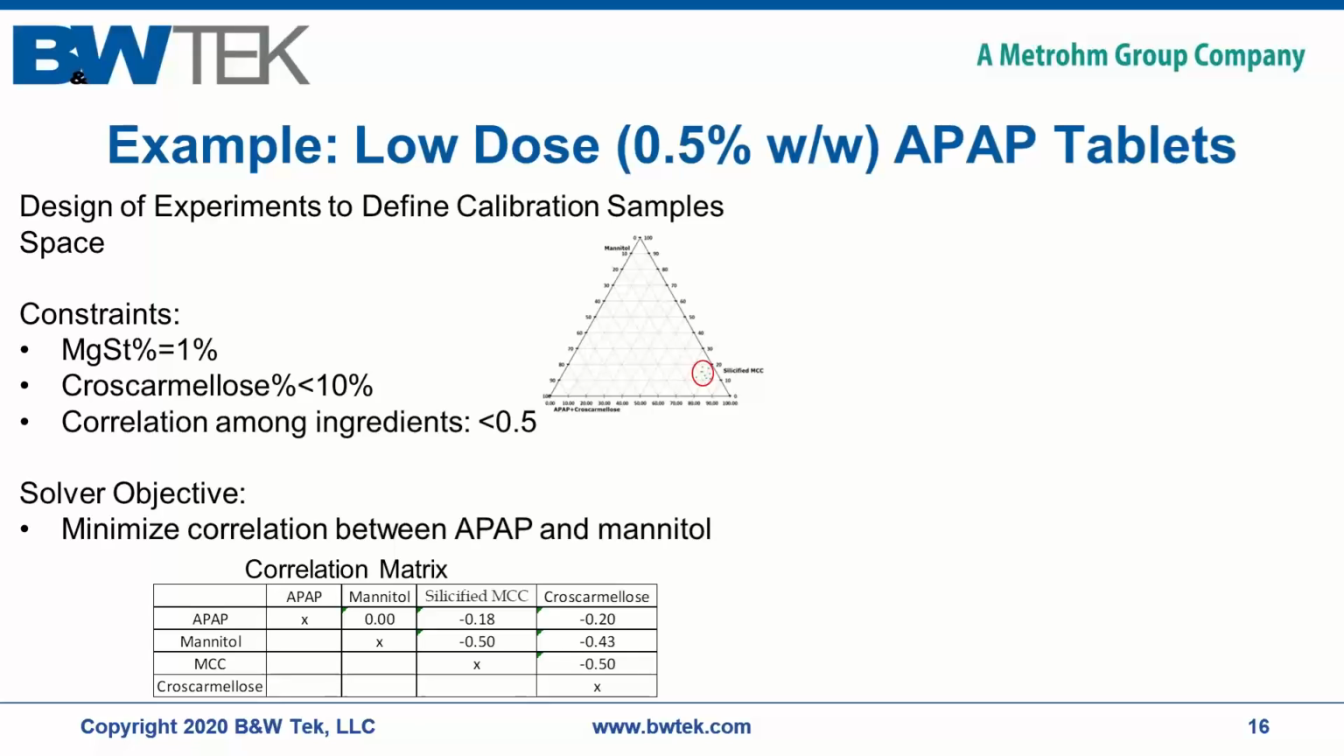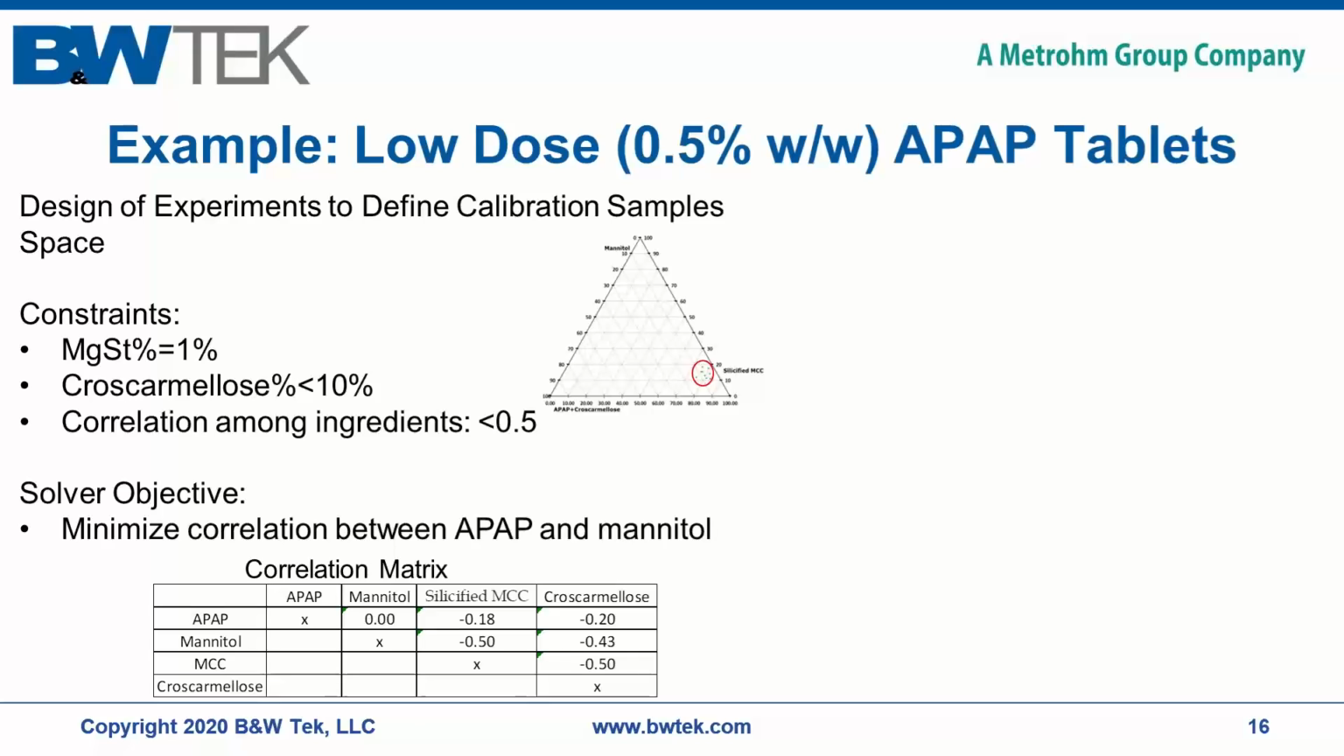So we began this work with a design of experiments, which is always a good way to develop a calibration set. And actually this design of experiments in the tablet manufacturer was done at Rutgers University, and we thank them for their support in this. So defining the calibration samples, we had the constraints that we wanted the lubricant of magnesium stearate to be at a constant 1%. We wanted croscarmellose, one of the excipients, to be at less than 10%.